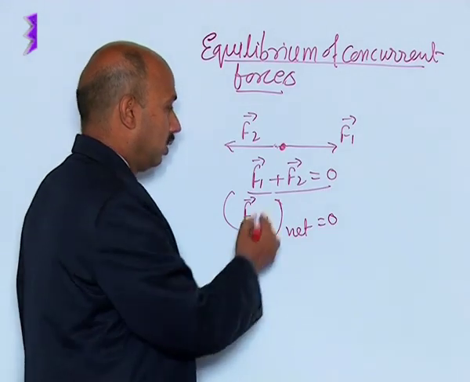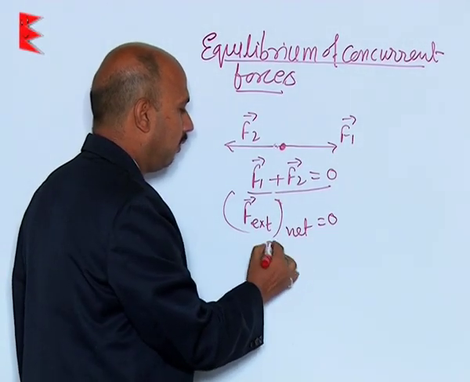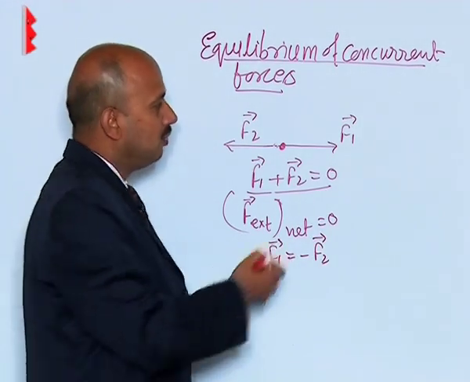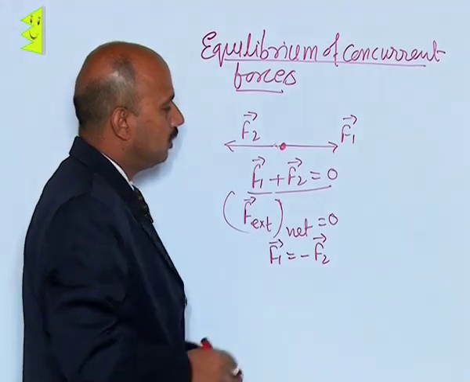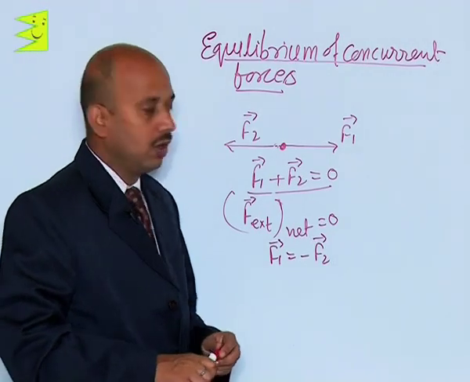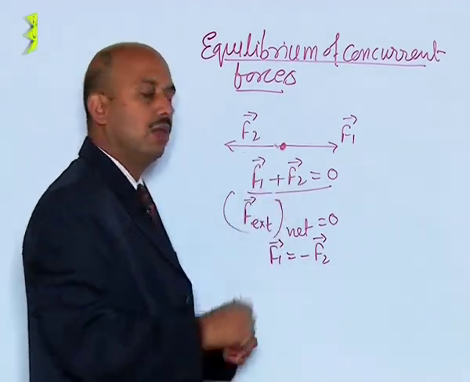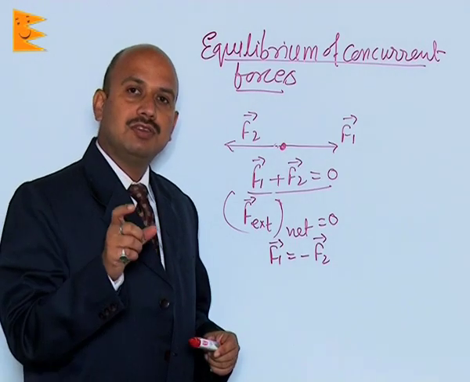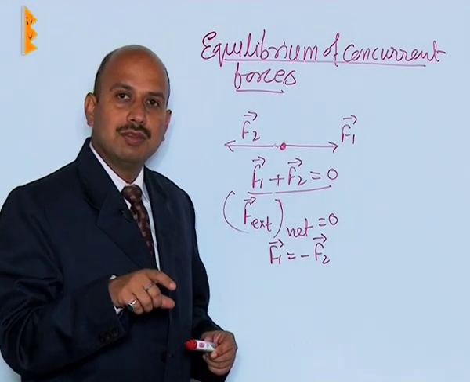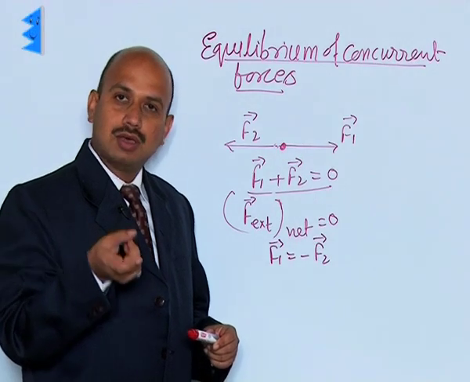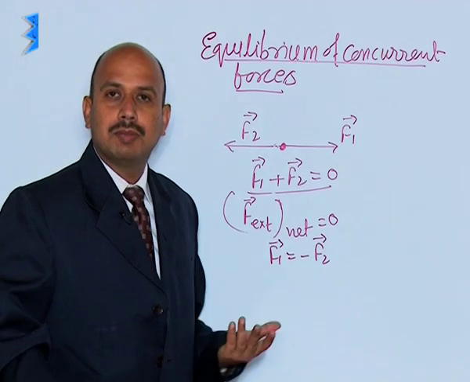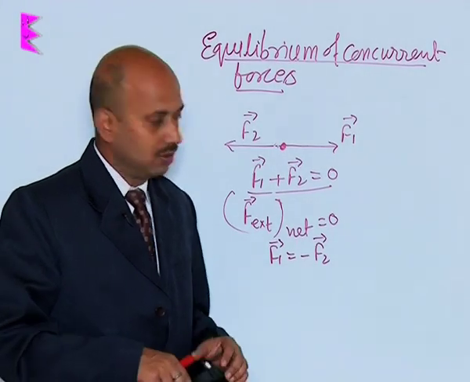Now, that means F1 is equal to minus F2. If these two forces are equal and opposite to each other, then the net force will be 0 and the body is said to be in equilibrium. According to Newton's first law of motion, if net external force is 0, it means the body is at rest or the body is in uniform motion, that is moving with uniform velocity.